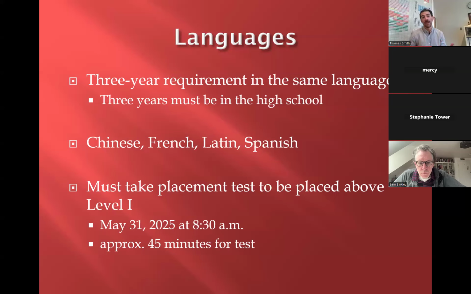And you can always switch languages too. If you come in as a freshman taking another language, we would absolutely love to have you maybe switch into French or switch into Chinese or switch into Latin or Spanish. It's not set based off of your 8th grade experience.